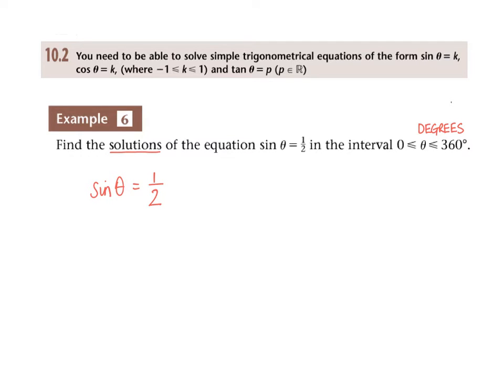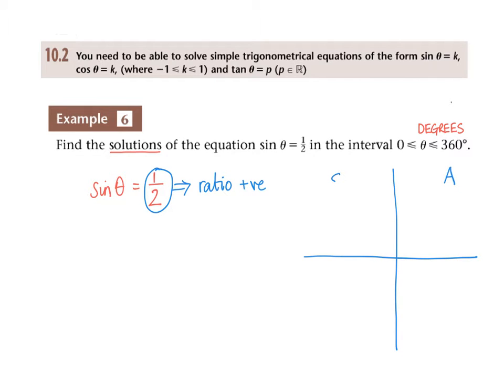Right, the first thing that we do then is we say to ourselves, this ratio is positive. And if we look at our quadrant system, we know that all, sine, tan and cos are positive in each of the quadrants. So this means that sine of a half, which is a positive ratio, must be in the first and second quadrants.